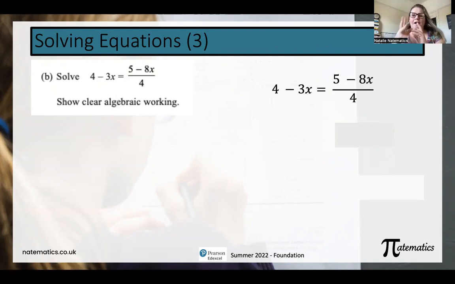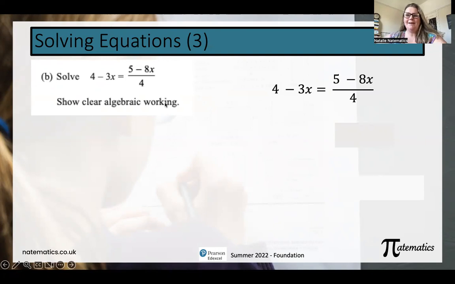So this is, I would say, grade 5 level, grade C/B if you're WJEC. So I have got this equation that says 4 minus 3 lots of some number, I don't know, I know it's equal to 5 take away 8 lots of this number, I don't know, the same one, because the letter's the same. And then I divide that on the right-hand side by 4. So if I knew what x was, I could times it by 8, and then take that number away from 5, and then divide by 4.